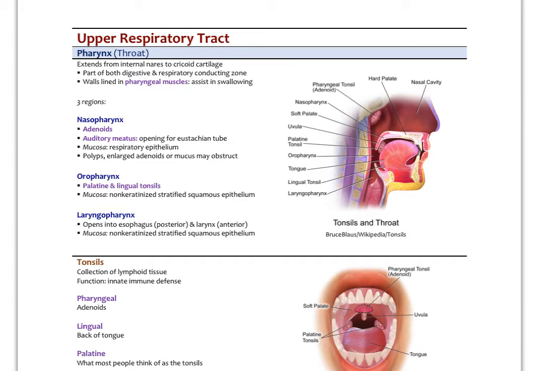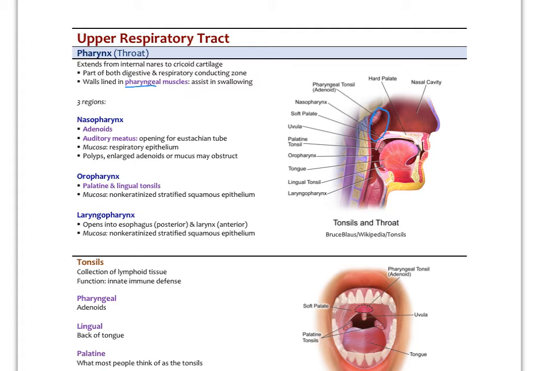Really, this is part of both the digestive and the respiratory system, as part of the respiratory conducting zone. The walls are lined in skeletal muscle, the pharyngeal muscles, which assist in swallowing. So that's going to help with our swallowing reflex. There are three regions again. The nasopharynx is what is up here at the back of the nasal cavity.